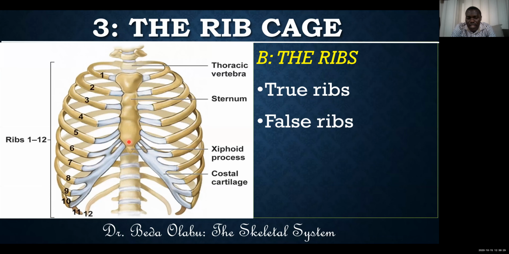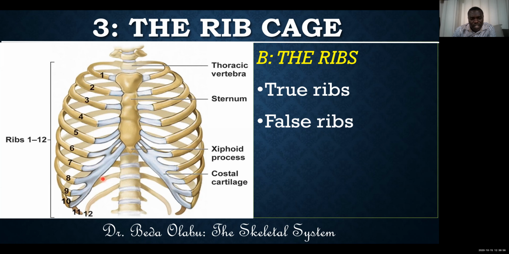For rib number 8, 9, and 10, their cartilage joins the cartilage of the rib above. So the cartilage of 8 joins the cartilage of 7. The cartilage of 9 joins the cartilage of 8. And the cartilage of 10 joins the cartilage of 9. Their cartilage joins the cartilage of the rib above. That is for rib number 8, 9, and 10.